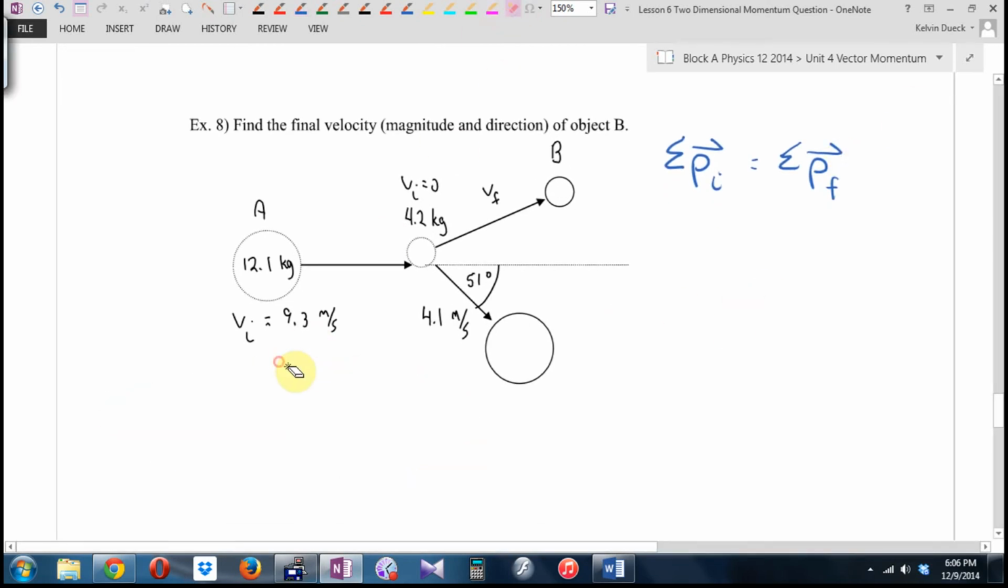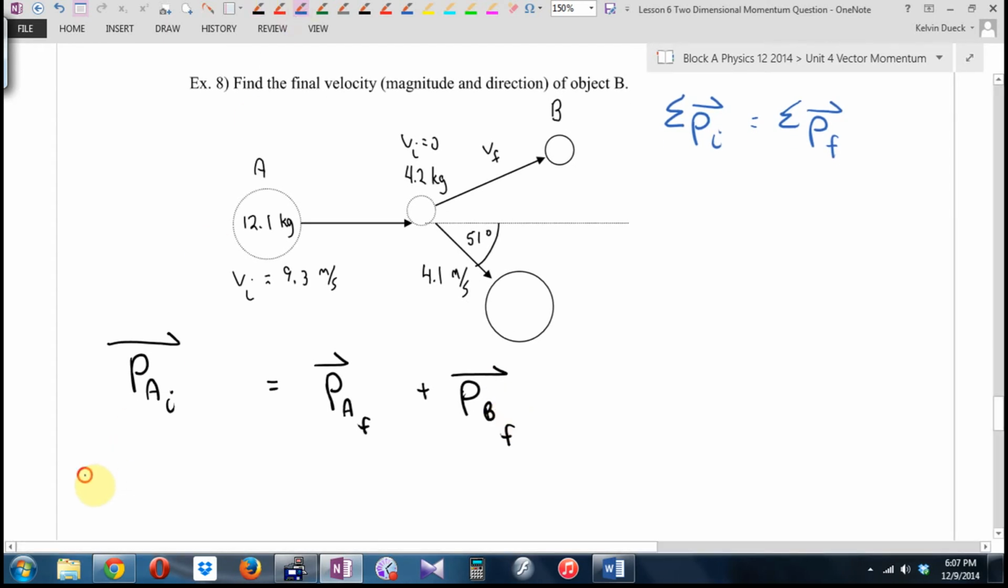I'm going to write the rest of my work over here now. Before the collision, what's moving? Mass A, mass B, or both? Well, it does say that B's initial velocity is 0, so it's going to be momentum A initial vector. Wham! They collide. After the collision, what's moving? Mass A, mass B, or both? Both. Stuck together or separate? Separate. So it's going to be momentum A final plus momentum B final.